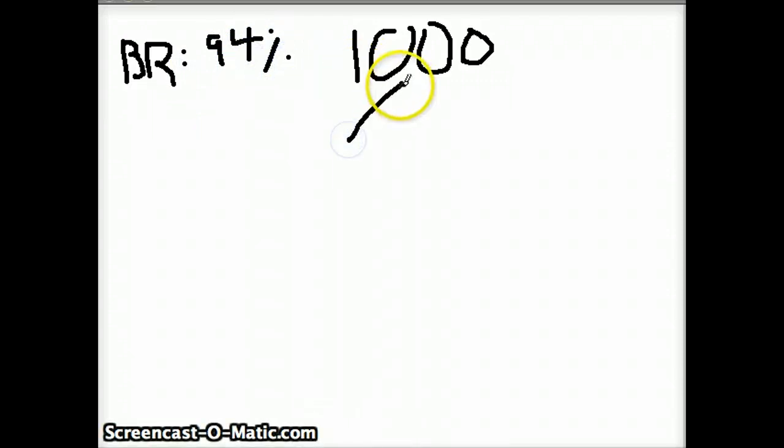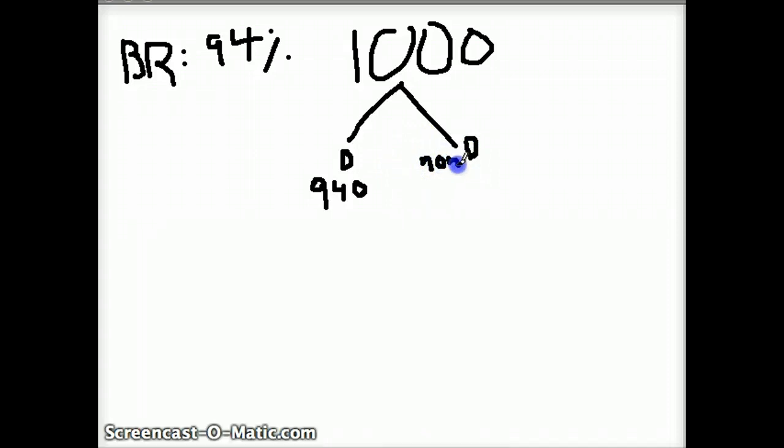And so that means that of these 1,000 people, how many of them have the disease? Well, that would be 940. And then how many of them do not have the disease? The remainder, which is 60, because 1,000 minus 940 is 60.